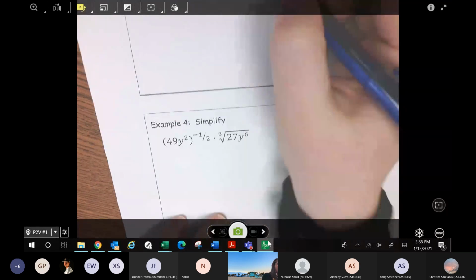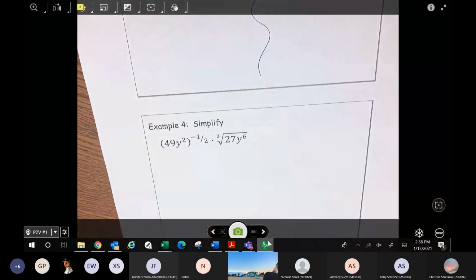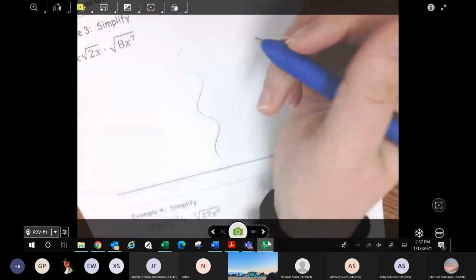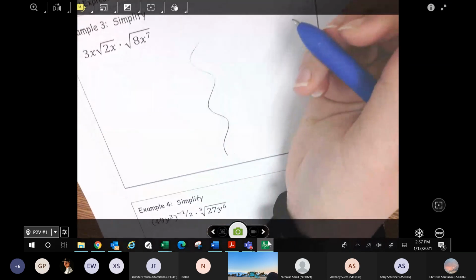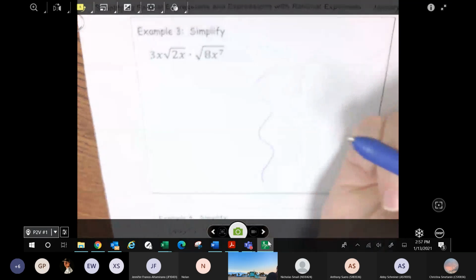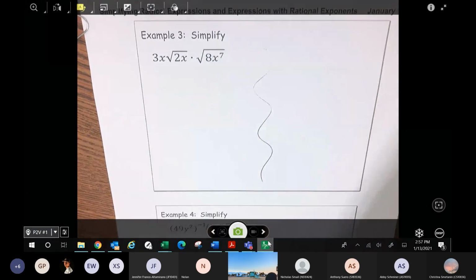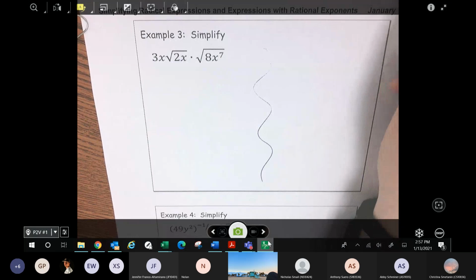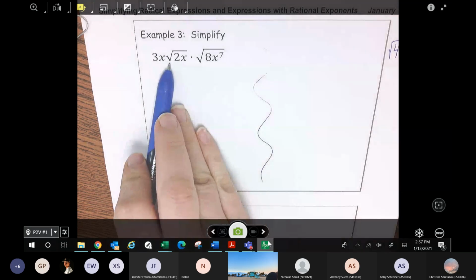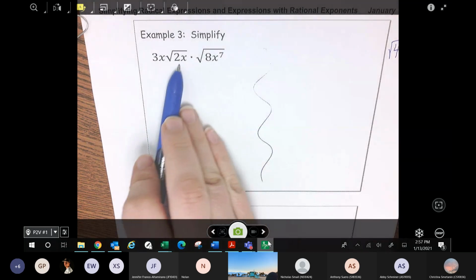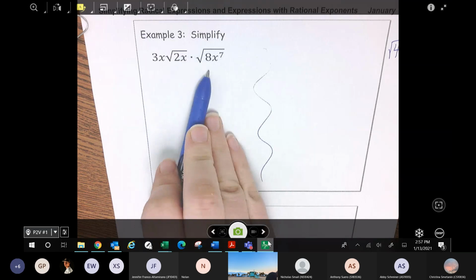Okay, this is what I was thinking. We've got 2 different ways we can do this. The first way I'm going to look at it in exponent form. I'm going to make everything an exponent. So whenever you have the square root of something, so let's say the square root of 4, that's really 4 to the 1/2 power. Okay, so these square roots are really great. That's really 2x to the 1/2 power. This is really 8x to the 7th, all raised to the 1/2 power.